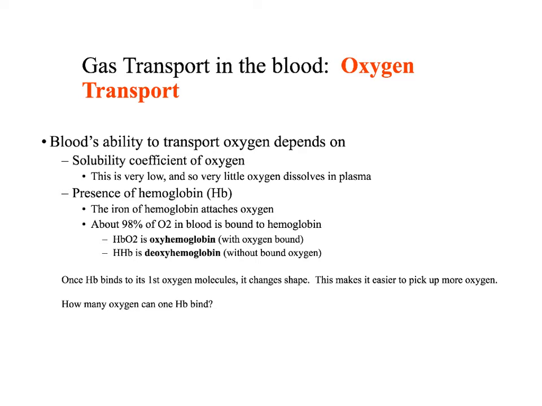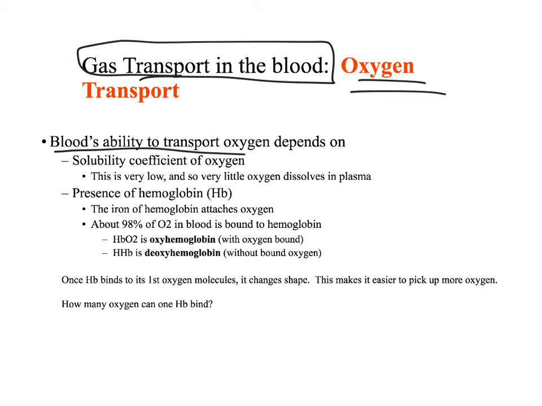So let's talk about how the gases are actually transported in the blood. So how does the blood carry the oxygen and the carbon dioxide? Of course, it's not as easy as we think. Okay, so the first thing is oxygen. So let's do oxygen.